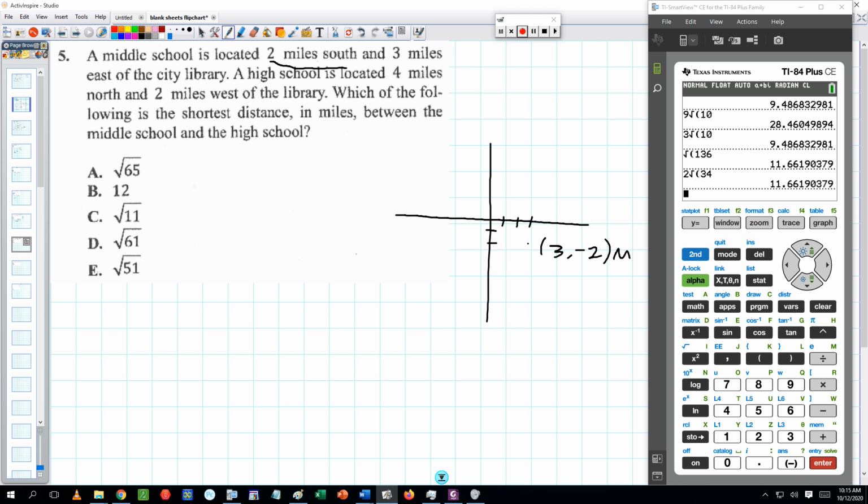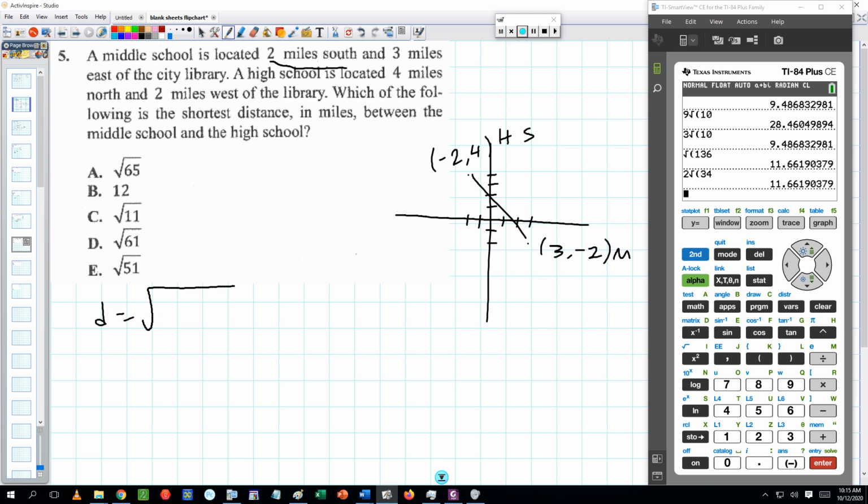A high school is located 4 miles north, 1, 2, 3, 4 north, 2 miles west. On the coordinates, that's going to be -2, +4. That's the high school. Which of the following is the shortest distance? So we're finding that distance.